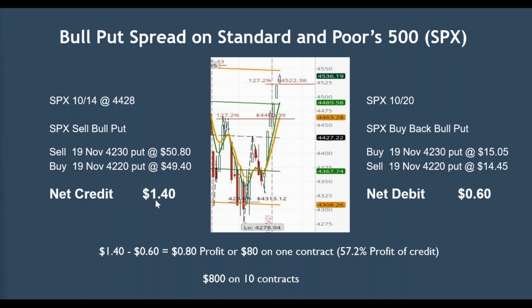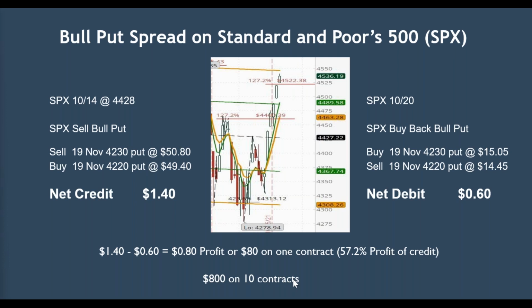Okay, so we got $1.40, and we got out. We don't take it all the way to expiration. We got out at 60 cents. That gave us an 80 cents profit in and out, $80 on one contract, and that's 57.2% of the total potential we could have had.